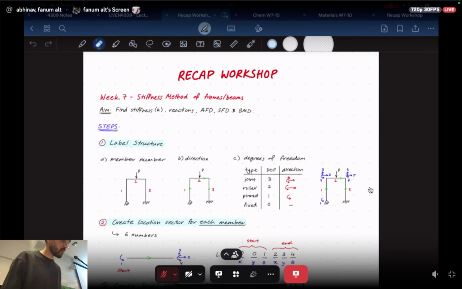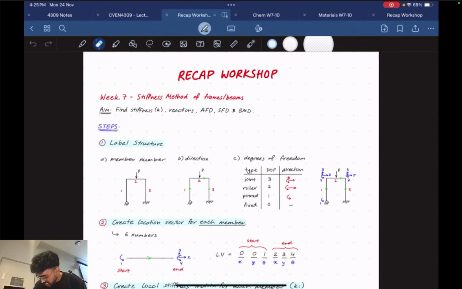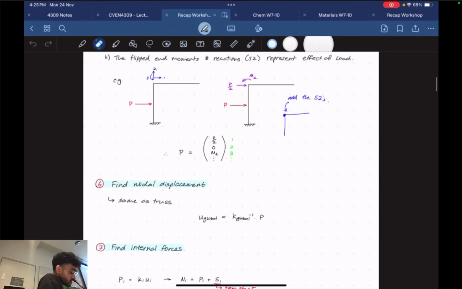Okay, cool. Recap workshop. So, Ashia has given you 4 weeks of content to actually prepare for the finals. Stiffness method for frames and beams. So I'm going to go through a question from your study pack for that, which does not have solutions. I hope you didn't finish it, but I'll finish it with you guys.